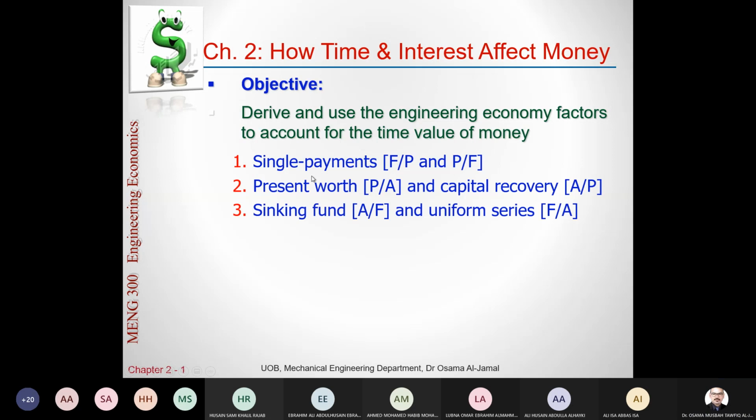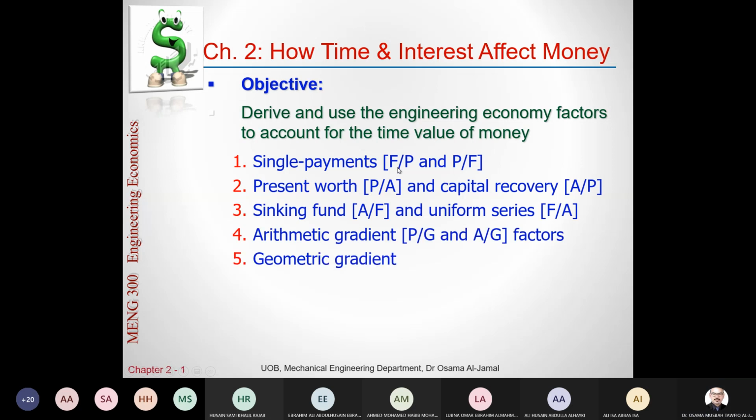So the first thing, single payment. Notice how we are going to read this. Very important to read it as what is written there. The first one, this is F given P. F given P. What does it mean? Want to calculate the F, this is unknown. P is given. And here, P given F. So want to calculate that P given this F.